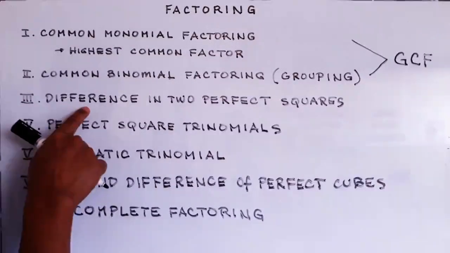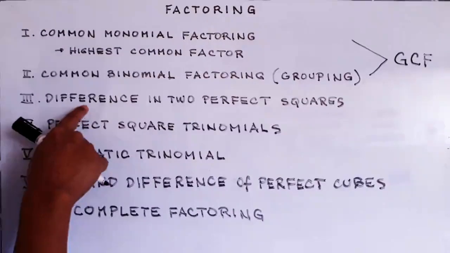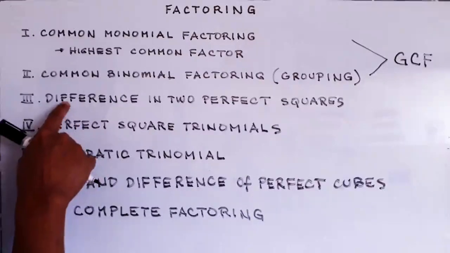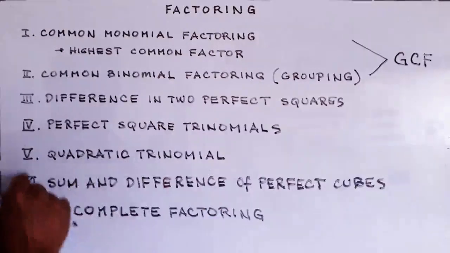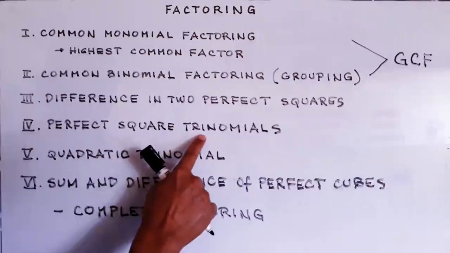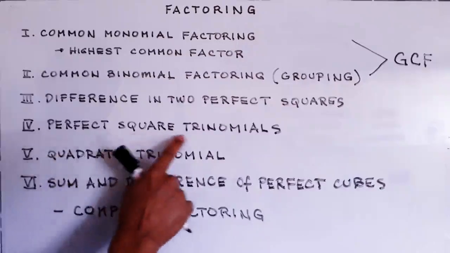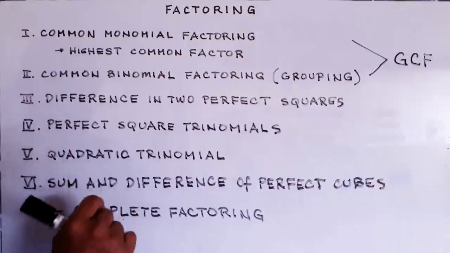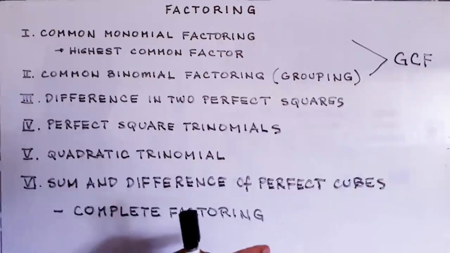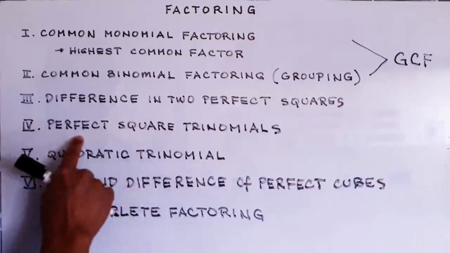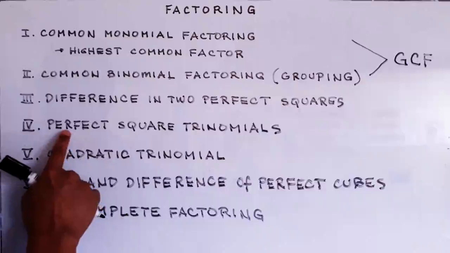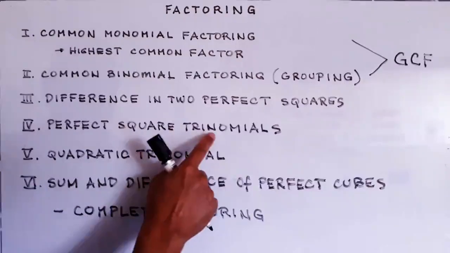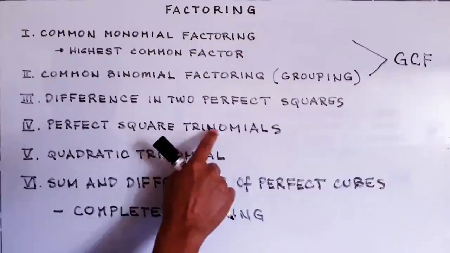How about the variables? We have x squared, and then x to the 4th, x to the 6th, x to the 8th. We can apply this difference of perfect squares for that. Perfect square trinomials, we have this one in our complete factoring, solving quadratic equations by completing the square. Okay, we use this one, perfect square trinomials, and we'll learn there how to identify or look for a perfect square trinomial. And this is composed only of 3 terms because it's a trinomial.